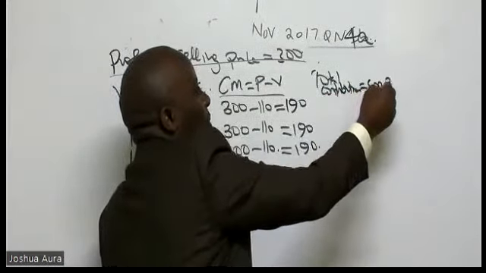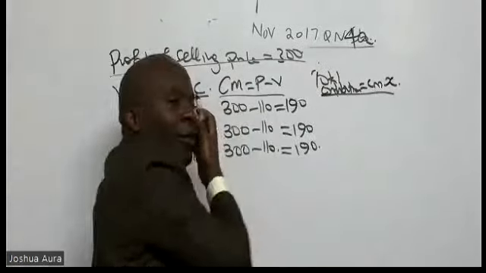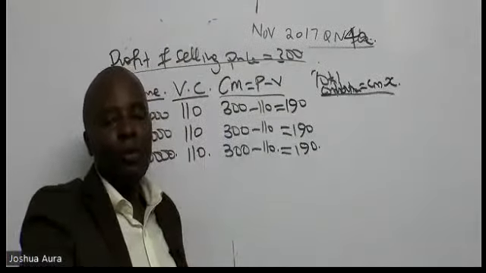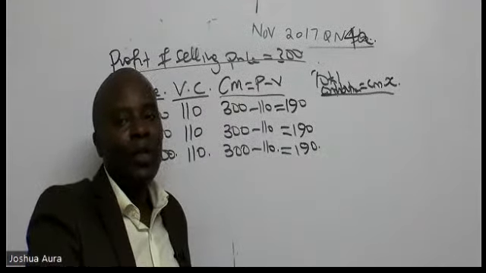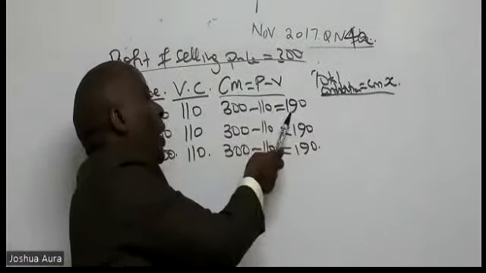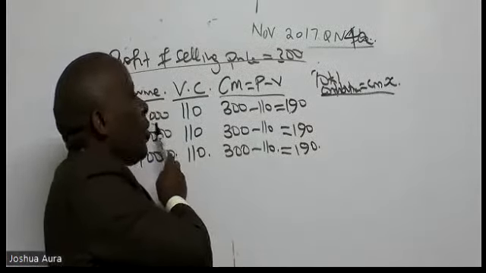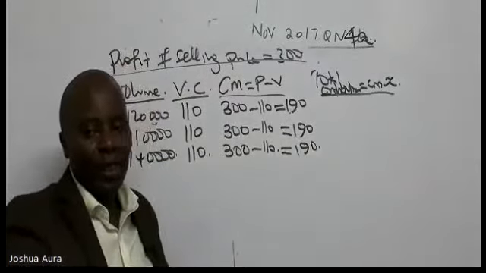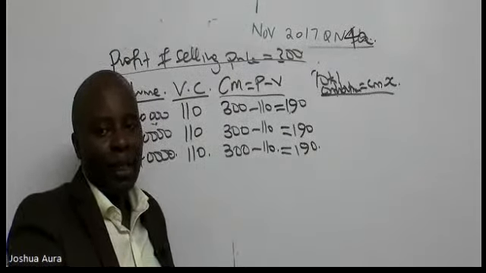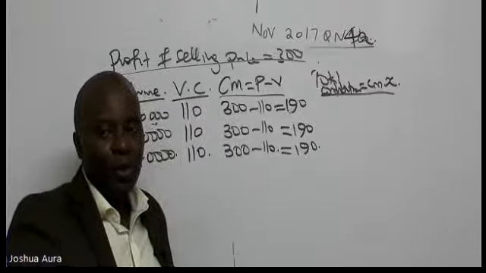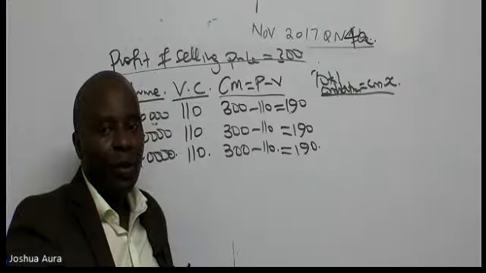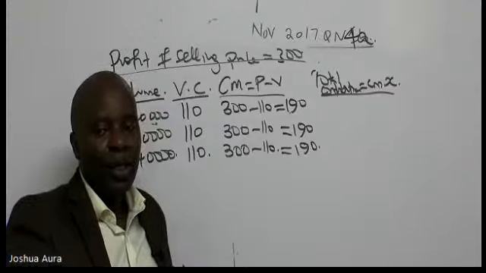Remember that total contribution is CMX. It is contribution per unit times number of units. So here, I know it will be 190 times 120,000. You can decide to put your figures in shillings, millions, or thousands, depending on which looks beautiful. So total contribution is contribution per unit times number of units. Could you kindly give me this figure?